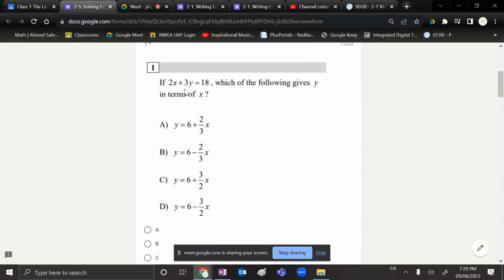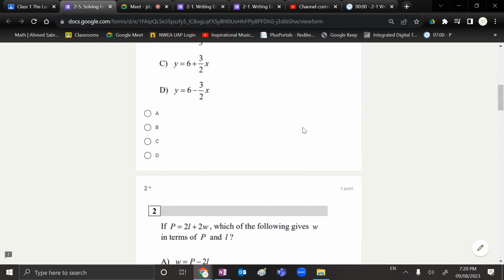Here's the first example. I'll show you the first example and then I'll ask you to solve. It says 2x plus 3y equals 18, and then which of the following gives y in terms of x? He needs y completely alone. So whenever I see something in terms of, it means I need this thing completely alone on one side of the equation. So I just need to move the 2x to the other side and then divide everything by 3.